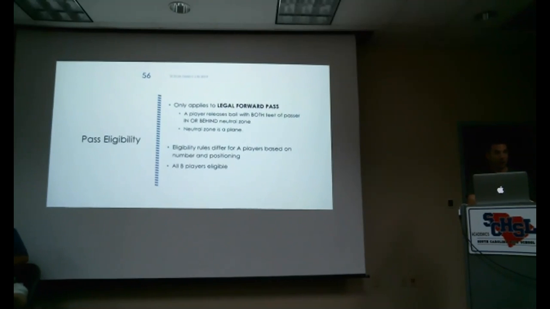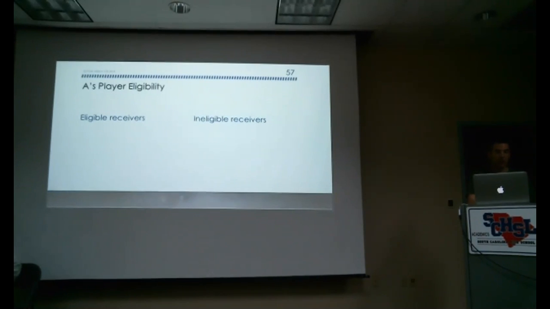All B players are eligible. Only certain A players are eligible. So who are the eligible A players? Backs and ends, not numbered 50 through 79. So you have to be eligible by position and by number. Ineligible receivers are positioned between the ends or numbered 50 through 79.